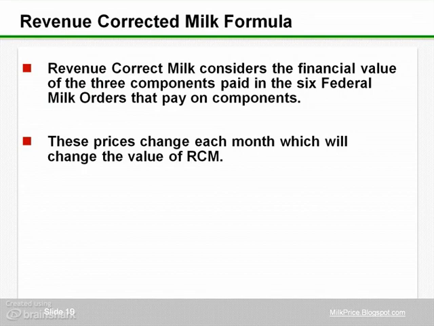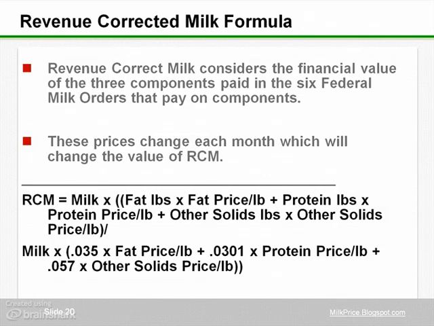Revenue-corrected milk considers the financial value of the three components paid in the 6 federal milk orders that pay on components. These prices change each month, which will change the value of the revenue-corrected milk. The formula for revenue-corrected milk is more complicated. The primary reason is that the value of the components, fat, protein, and other solids, are variables, not constants. Unlike the equations based on caloric value, which rarely change, the financial value changes each month.